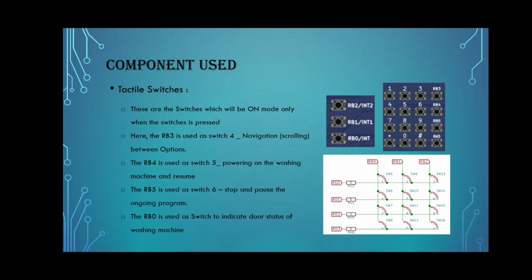Components used: tactile switches. These are switches which are on only when pressed. Here RB3 is used as switch 4, for navigation scrolling between options. RB4 is used as switch 5, for powering on the washing machine and resume. RB5 is used as switch 6, to stop and pause an ongoing program. RB0 is used as a switch to indicate the door status of the washing machine.